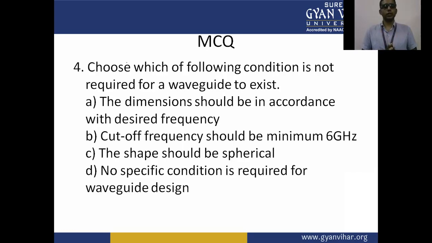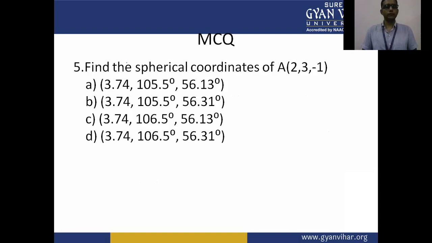Question number 4 says: choose which of the following conditions is not required for a waveguide to exist. Question number 5: find the spherical coordinates of the point A equal to 2, 3, minus 1. So the point A is to be converted into the spherical coordinate system by the transformation formulas from the rectangular or Cartesian coordinate system to the spherical coordinate system.